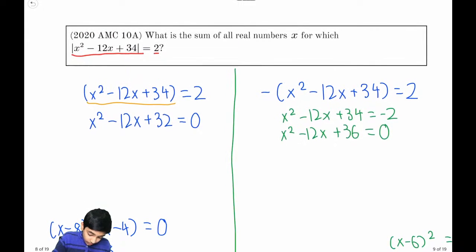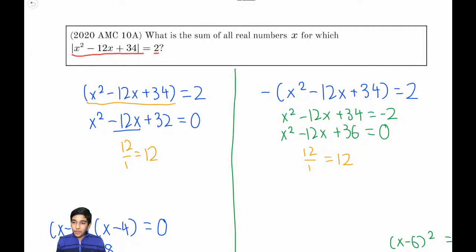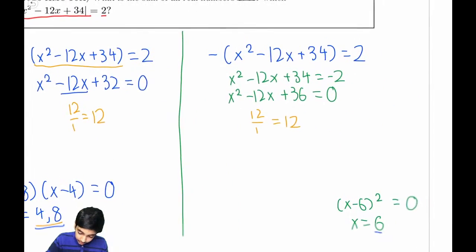We see that the sum of the roots is just going to be 12 over 1, or 12. And the sum of the roots here is going to be 12 over 1, or 12 again. And they say, okay, the total sum is 24. That's wrong, because there's a double root.